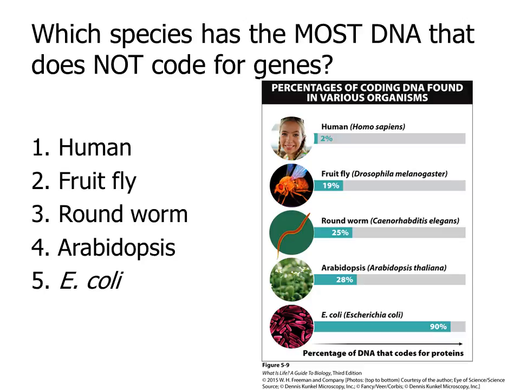So which species has the most DNA that does not code for genes? Alright, the answer would be humans in this example. Because only 2% is coding for genes, that means 98% of our DNA is non-coding.